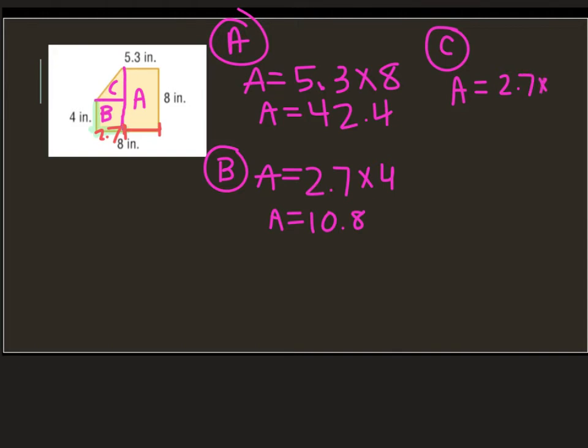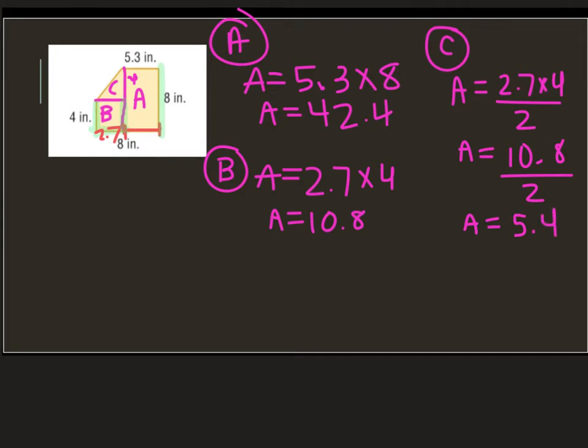We don't actually have a number for the height, but if you think about it, we know that this whole side length is 8 inches. We also know that the height of just shape B was 4, so that leaves me with 4 inches for my height of C as well. So 2.7 times 4 divided by 2 will give me my area of shape C. Well, if you look at shape B, we already did 2.7 times 4 and got 10.8. So the last thing we have to do is 10.8 divided by 2, which would be 5.4.